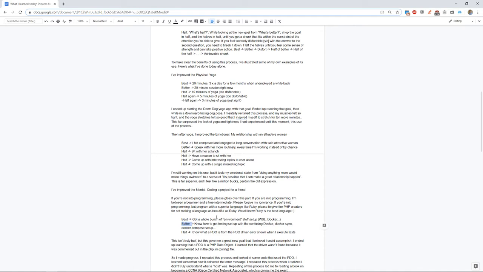So what's my best? I've got a whole bunch of environment stuff set up, i.e. Windows Subsystem for Linux, Docker, and more. What's better? I should know how to get testing set up with the confusing Docker sync, Docker Compose setup. That's part of the new environment. I feel disparate when I think of that.